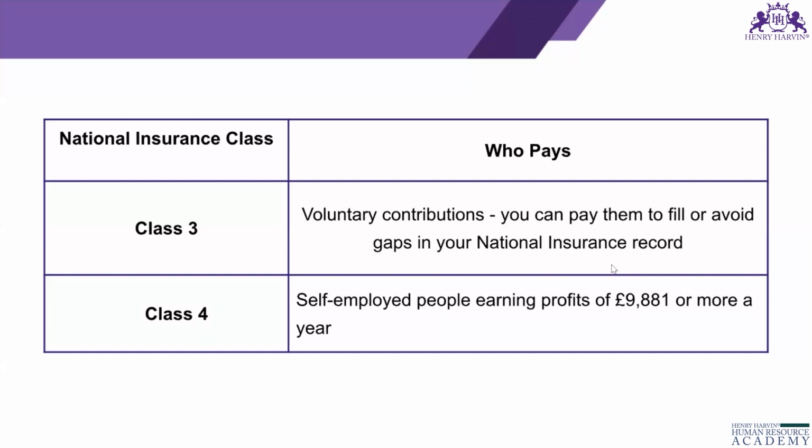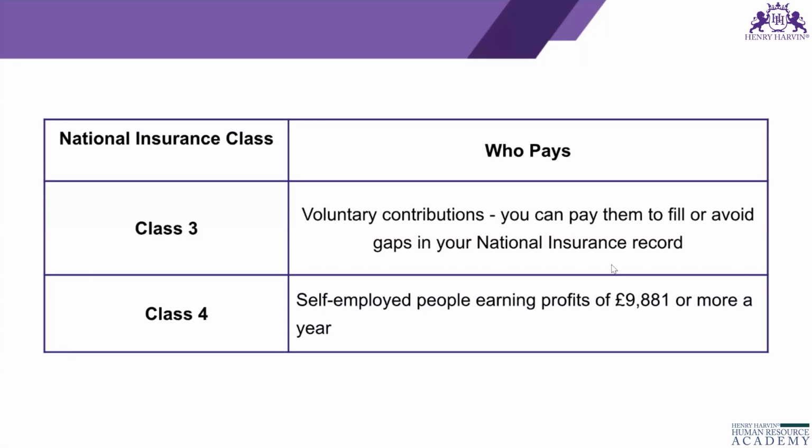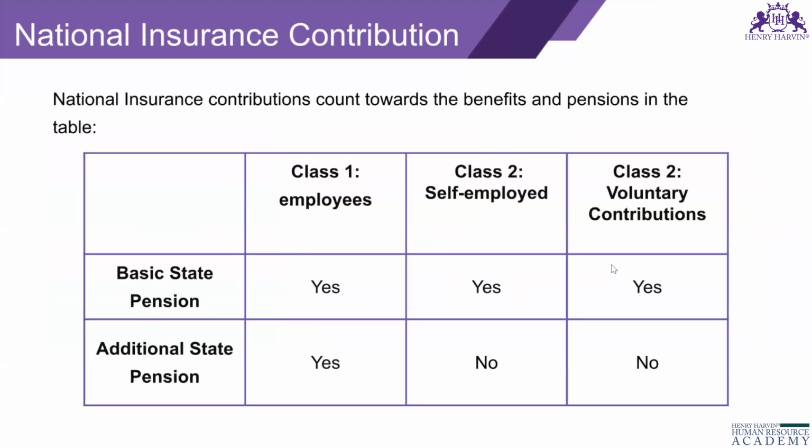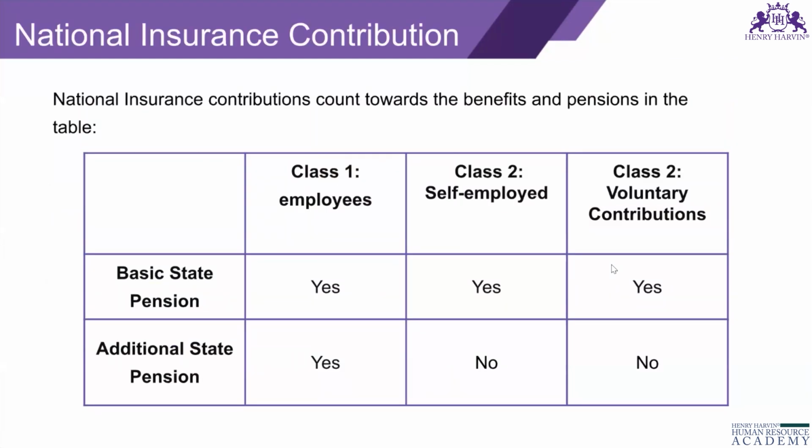The rate is different because the profits are more. So these two are for self-employed people, 2 and 4. This amount has been changed. This is the old amount. It is around, I think, 12,000 now, but I'll show you the new amount. So there are some benefits that we can see here. Class 1, Class 2 is self-employed, and Class 2 voluntary contributions. Sorry, this is Class 3 voluntary contribution. A mistake has happened here.